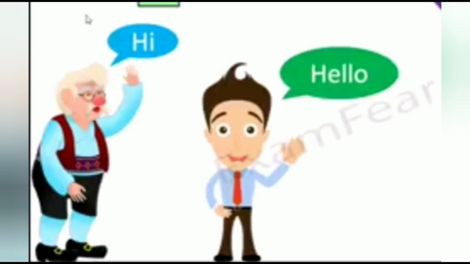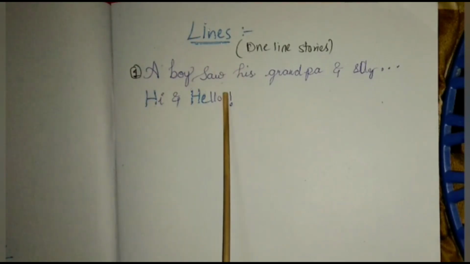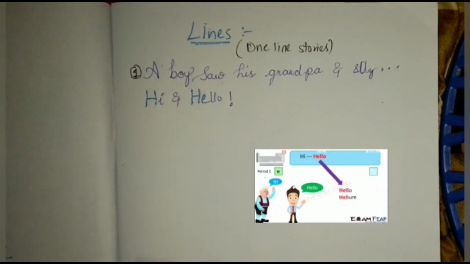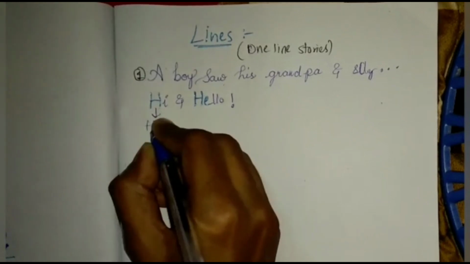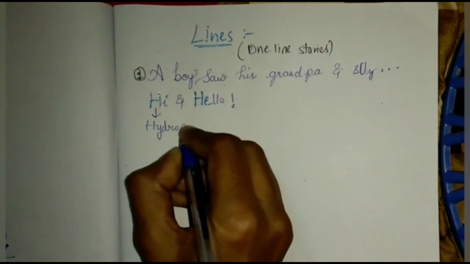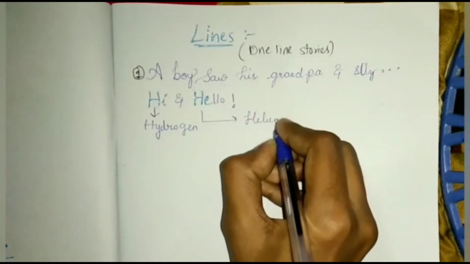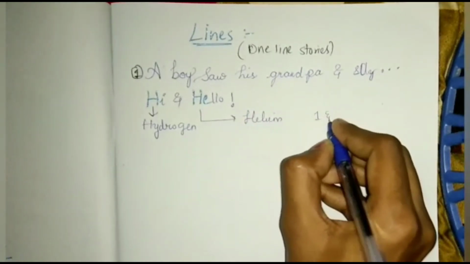We are entering into the first line. Here are the 2 elements, that is grandpa and grandson. So 5 lines, one story each, that means one line story. A boy saw his grandpa and said hi and hello. Very easy line to remember. Here H means hydrogen, and hello, here He means helium. We got 2 elements out of 50 elements.